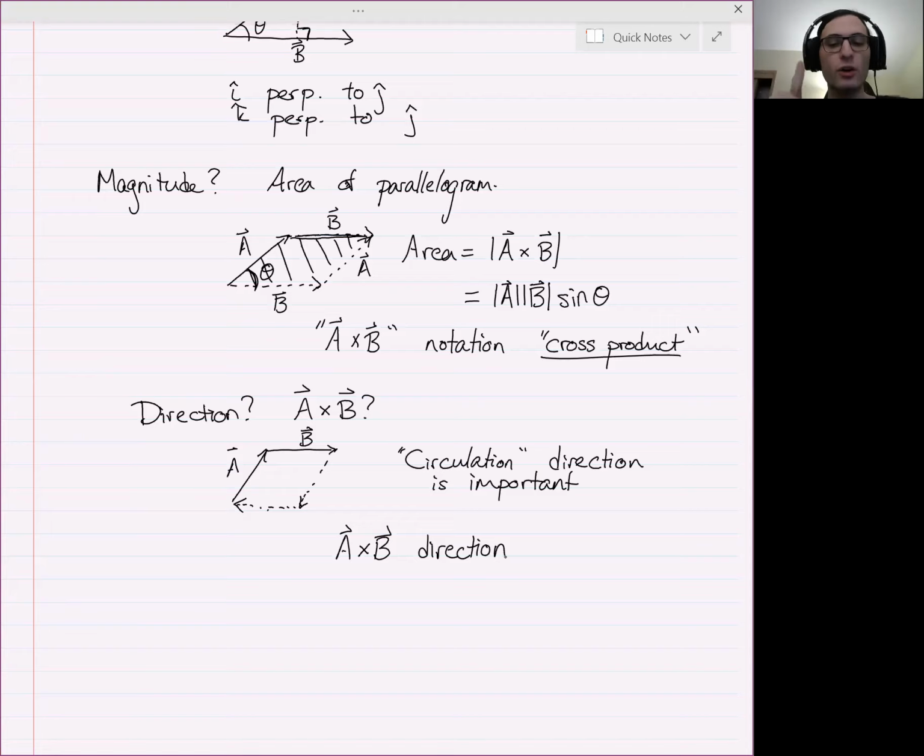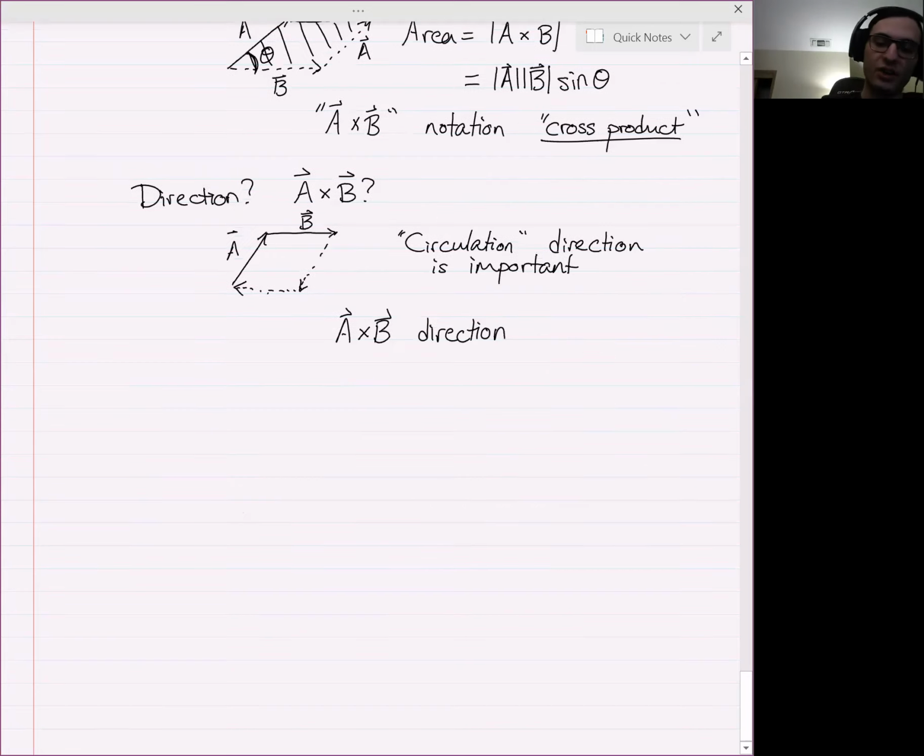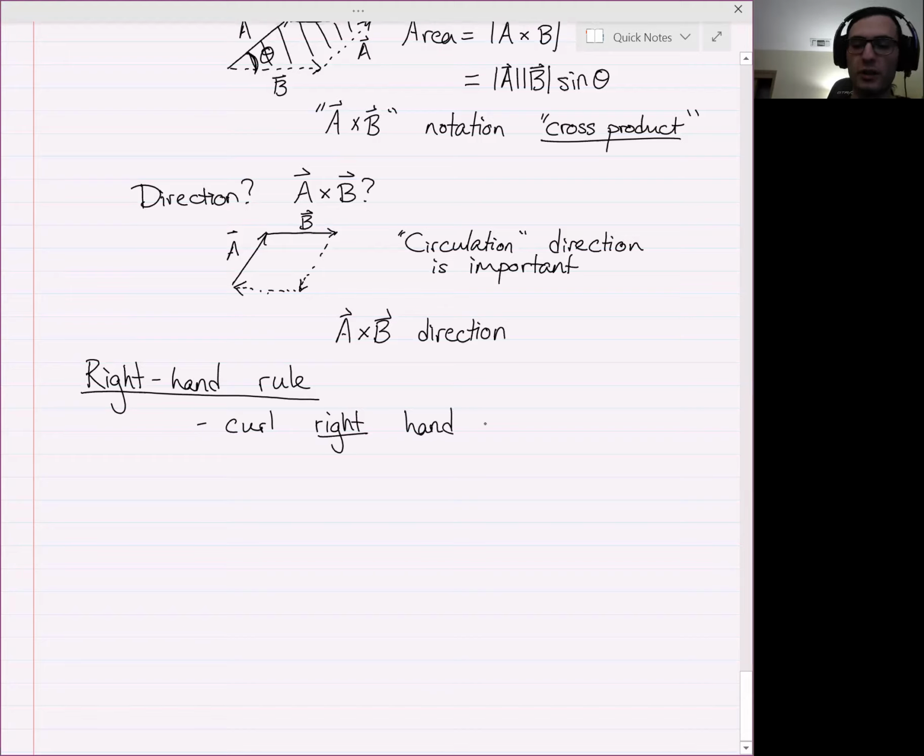So in this case, the direction of A cross B is pointing into the paper, or into the screen for you guys. So this is that right-hand rule that you may have heard so much about, and I will describe in more detail what that is. So just to summarize again, curl hand, it has to be the right hand, importantly, otherwise you get the wrong answer. Right hand from A to B, or in direction of circulation. And then the thumb points in the direction of the resulting vector.